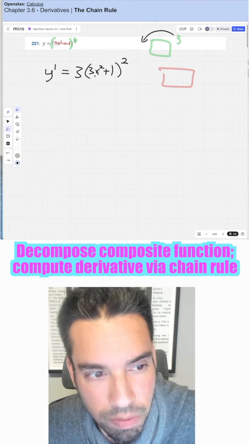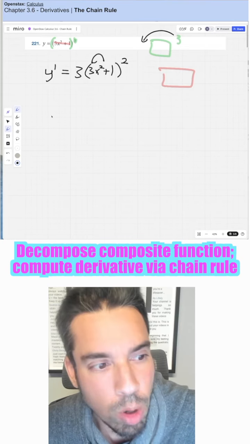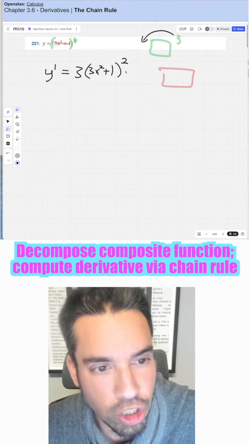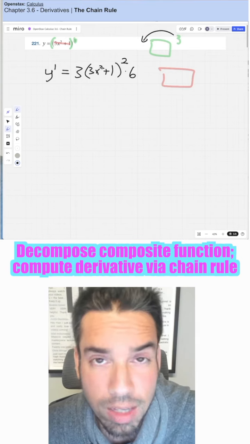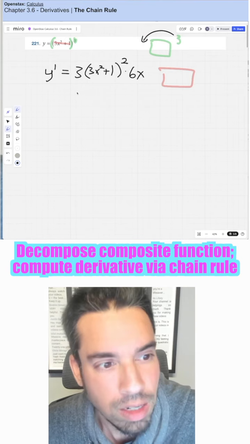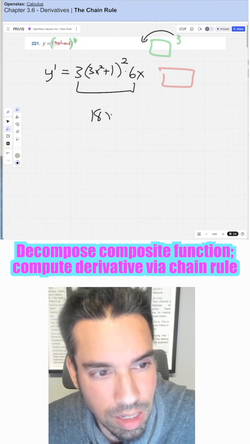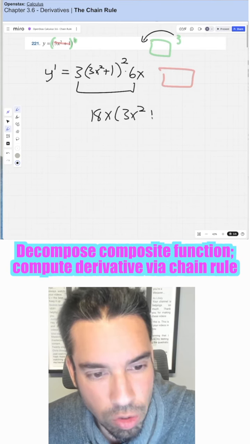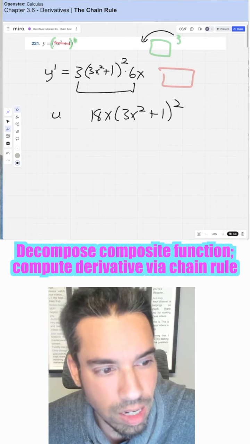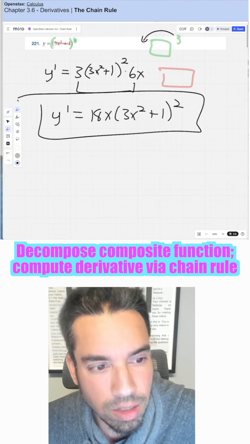Derivative of 1 is 0. Derivative of 3x squared, use the power rule. Multiply that front by 2, which is 6, and then we subtract that exponent by 1, so we get 6x. Now, if we want to write a final simplified version, you can multiply these guys, and we've got 18x times 3x squared plus 1 to the second power. And that's how you do it. Done.